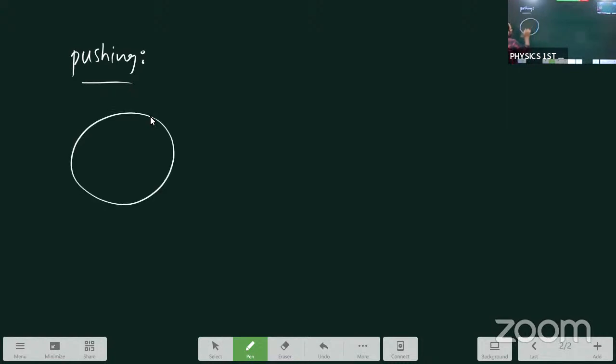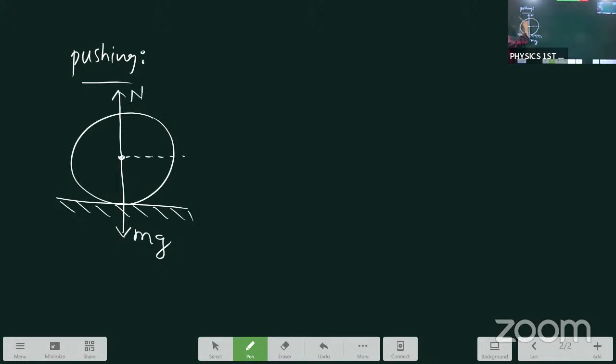Again a diagram. Same lawn roller on a horizontal surface. mg downwards, normal reaction upwards. Pushing like this, capital F. This is pushing, this is pulling. Capital F is divided into two components, students. One is F cos theta. Next one is F sin theta.